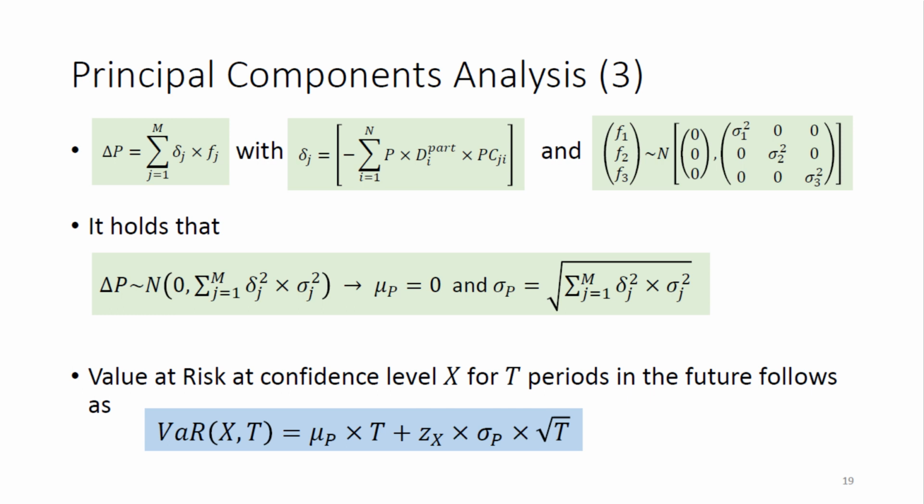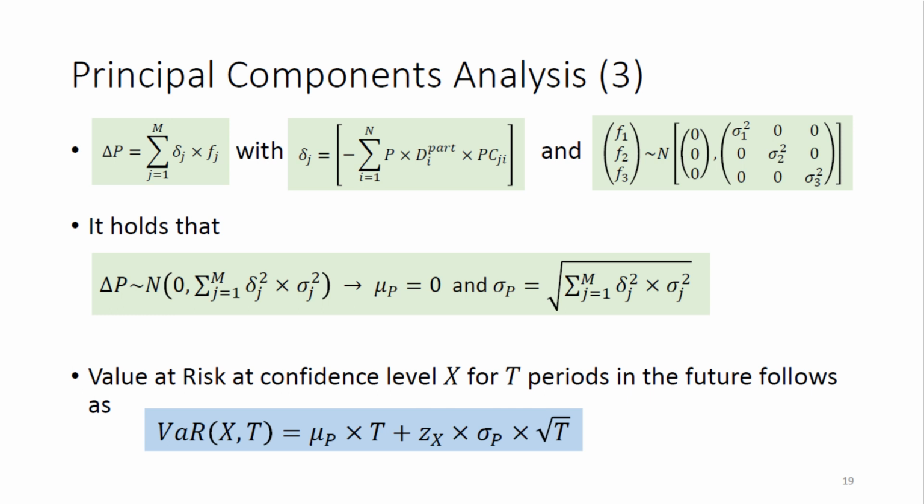It's also normally distributed because all the means are 0 for the individual factors. The mean of the portfolio change is also going to be 0. And if I want to determine the variance for the change in the portfolio value, I need to take the squared value of the sensitivities times the variance of each factor individually and then add them up.